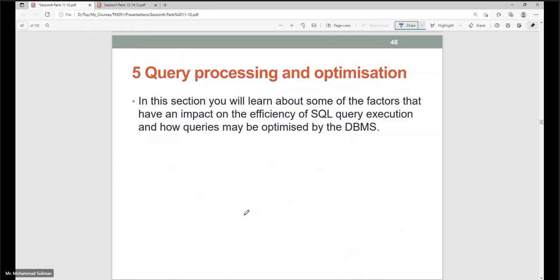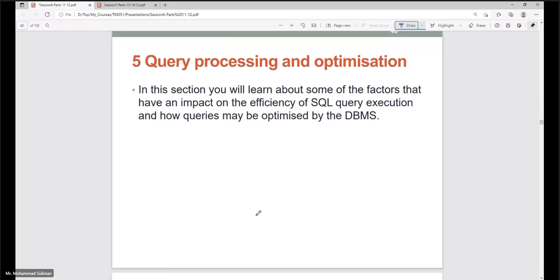Query processing and optimization. It means whatever SQL query we write needs to be executed, and we need to write an efficient SQL query. These queries may be optimized by the DBMS to see that fewer resources are used while processing the queries.